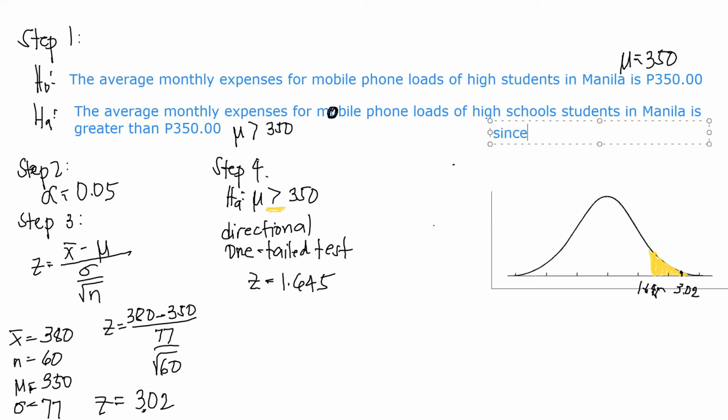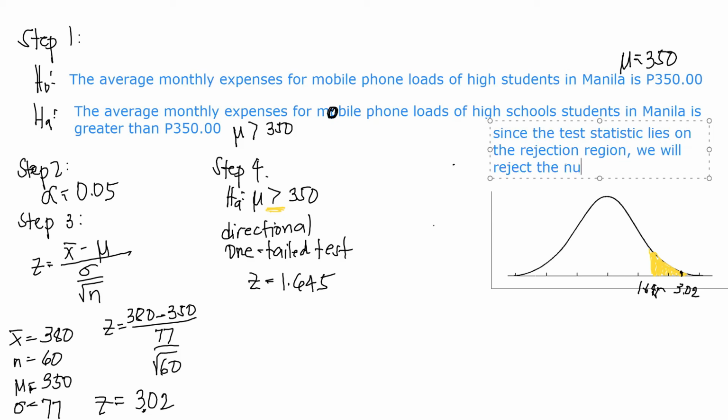Okay. Since the test statistic lies on the critical value, sorry, lies on the rejection region, we will reject the null hypothesis, or the H sub O.